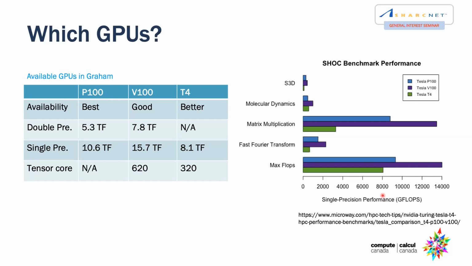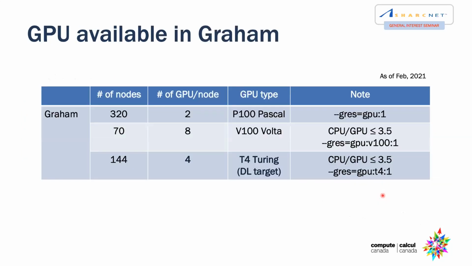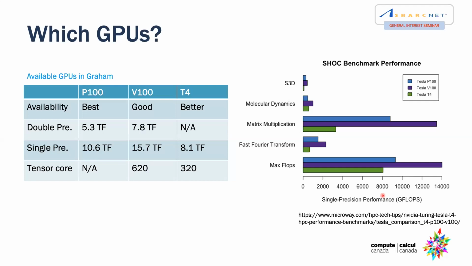T4 has awesome performance in single precision. Well, 8.1 teraflops is still awesome. And also it has Tensor Core. So why don't you use T4 more? Because T4, we have lots of them as well, because it has more nodes, right? So it's much easier to allocate your job. So as you see, there are pros and cons.